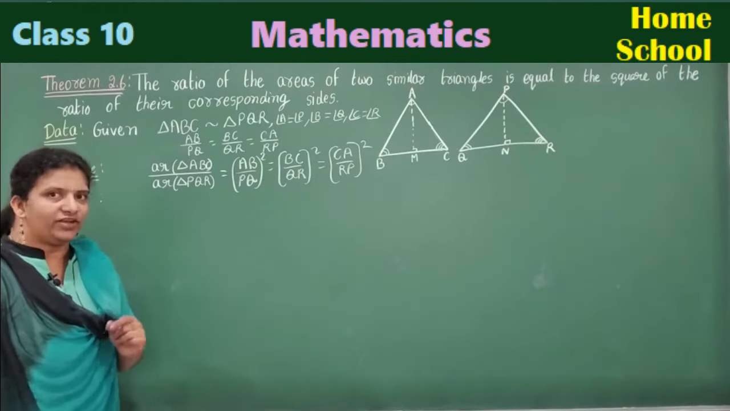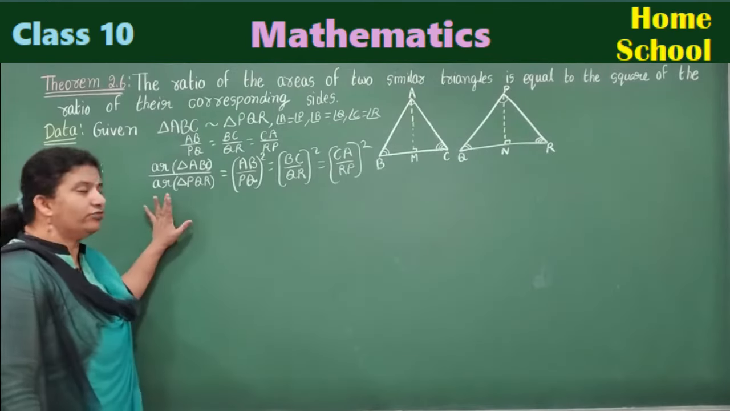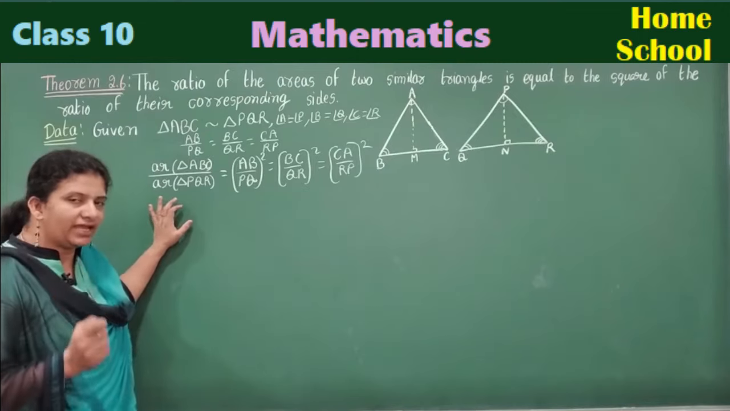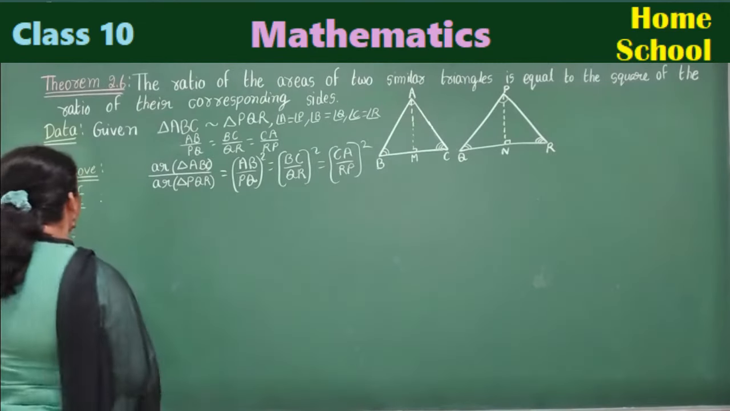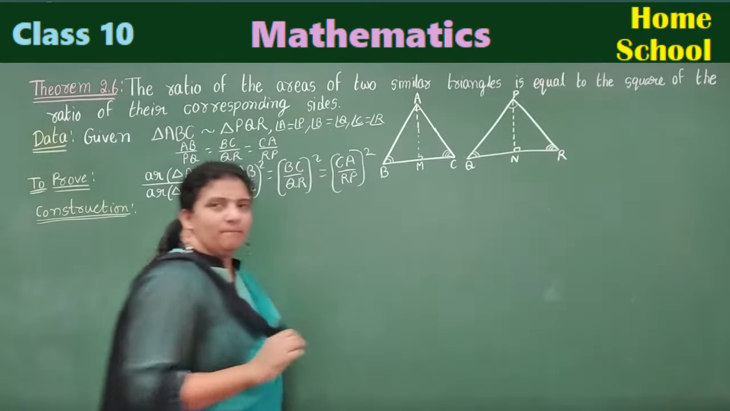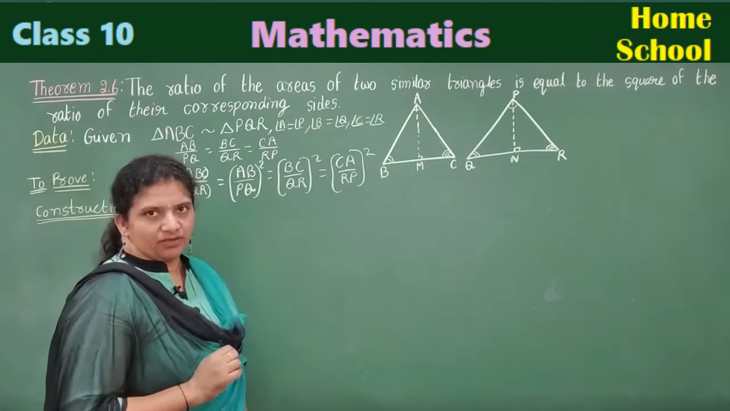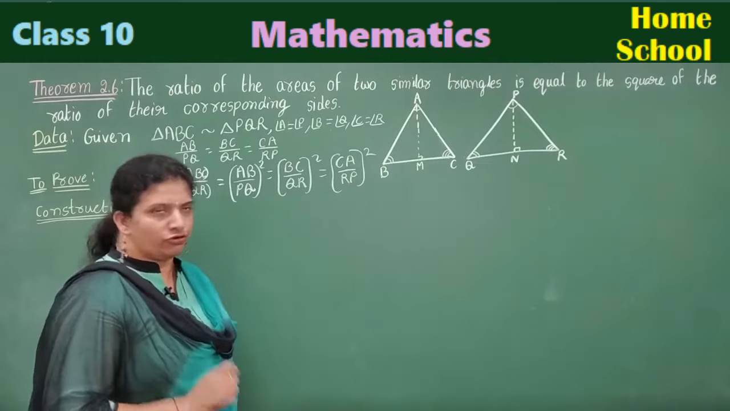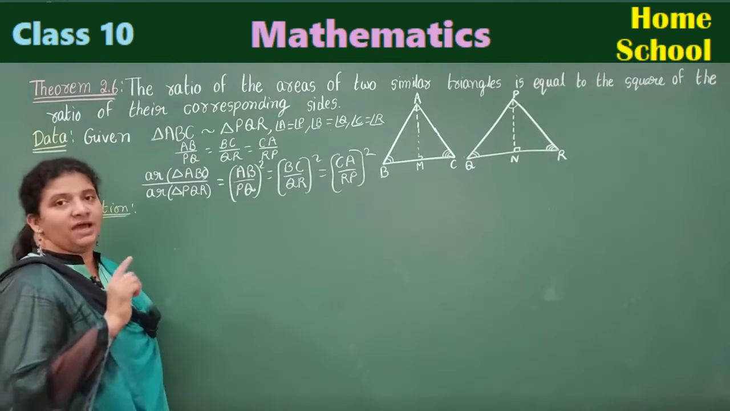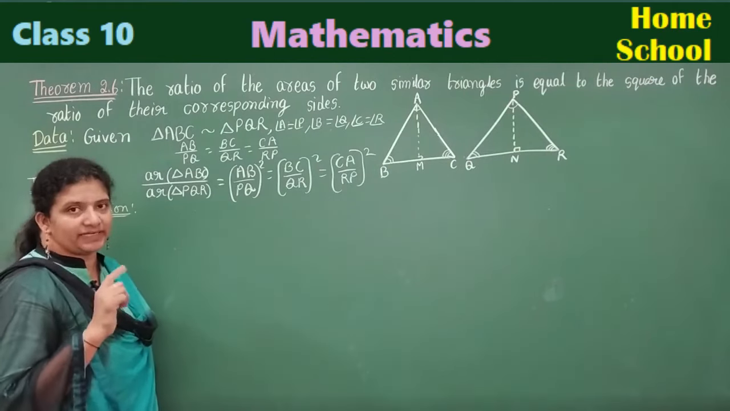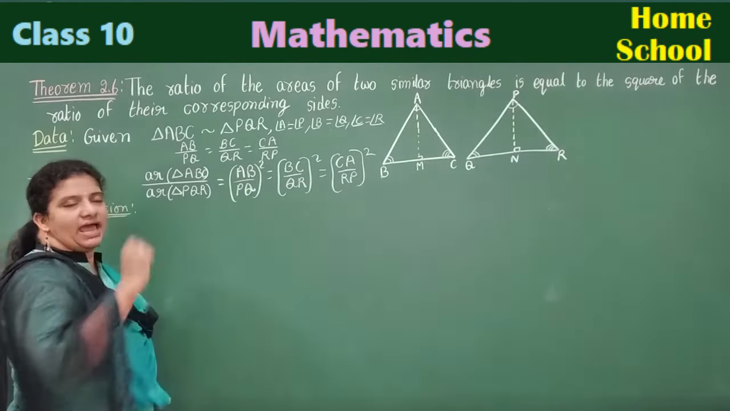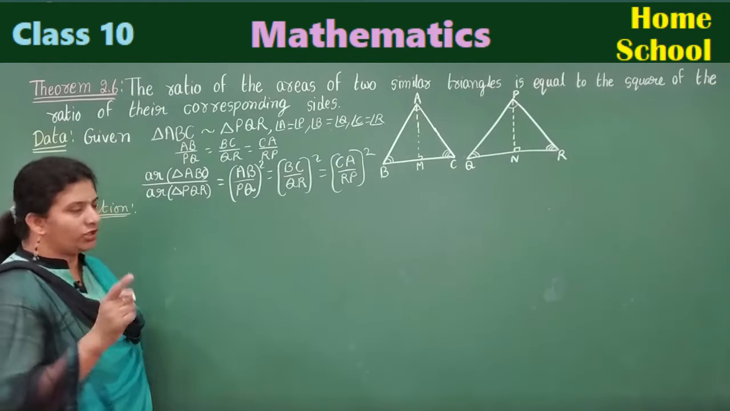Area is half into base into height. So to find area, what do I need to do here? Let me do a tiny construction. Draw AM perpendicular to BC. Two altitudes we need to draw here, AM and PN, such that they are perpendicular on their respective bases: AM perpendicular to BC and PN perpendicular to QR.